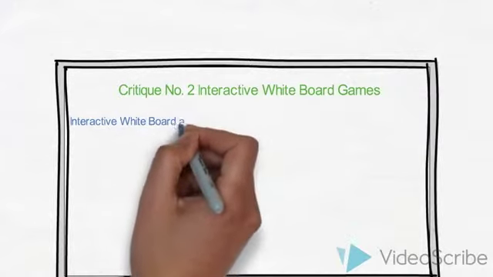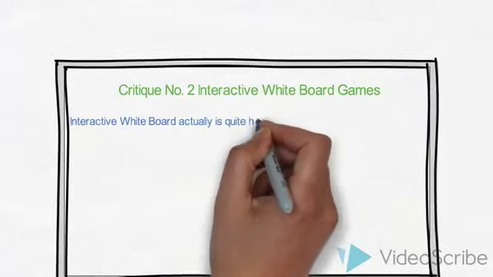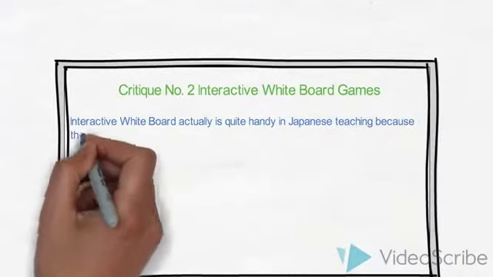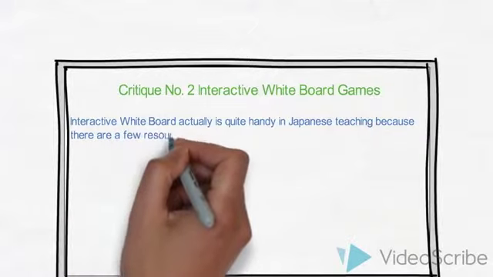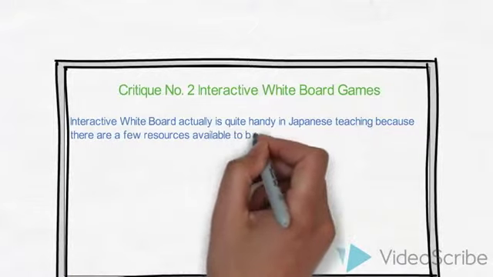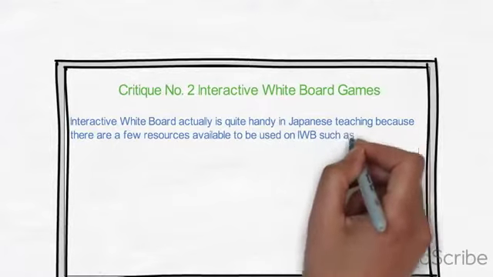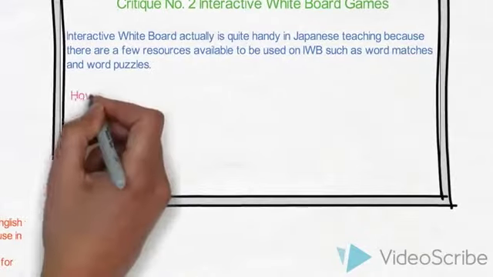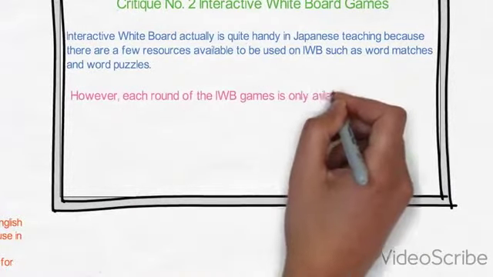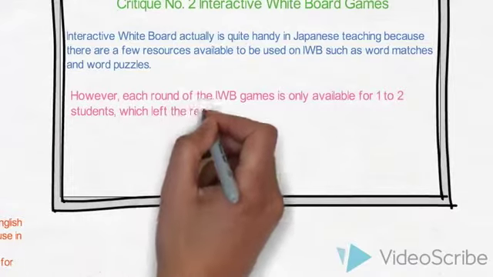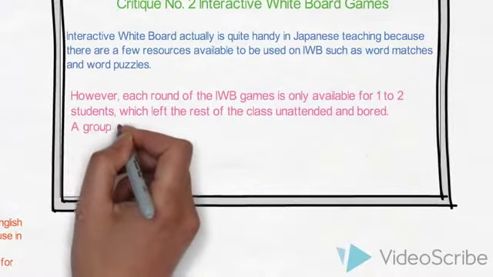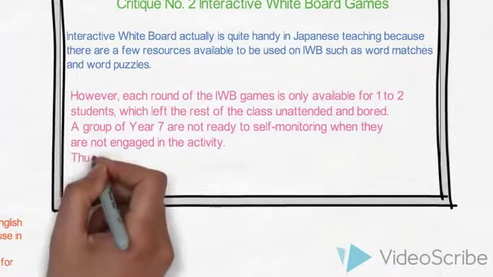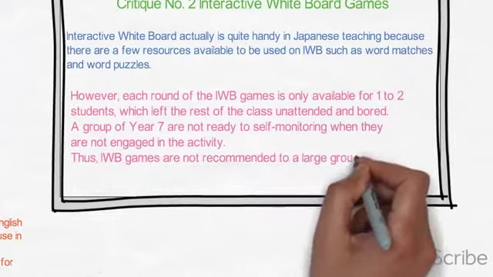Interactive whiteboard is actually quite handy in Japanese teaching because there are few resources available to be used on an IWB, such as word matches and word puzzles. However, each round of the IWB games is only available for 1 to 2 students, which leaves the rest of the class unattended and bored. A group of Year 7 are not ready to self-monitor when they are not engaged in the activity. Thus, IWB games are not recommended for a large group of students who are too young to control themselves.